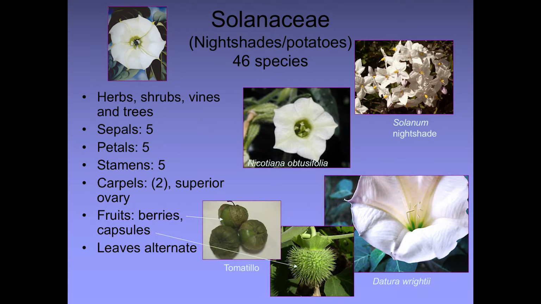The nightshade family, Solanaceae. And nightshades, of course, cover your tomatoes and your potatoes. And it can be, again, herbs, shrubs, vines, or trees. Sepals are 5, stamens are 5. Fruits can be berries or capsules. There's the tomatillo. And what's interesting there, the sepals often are persistent with the fruit. So you know that papery coating that you get on your tomatillo and on those paper lantern plants too. Those are actually the sepals that hang around.